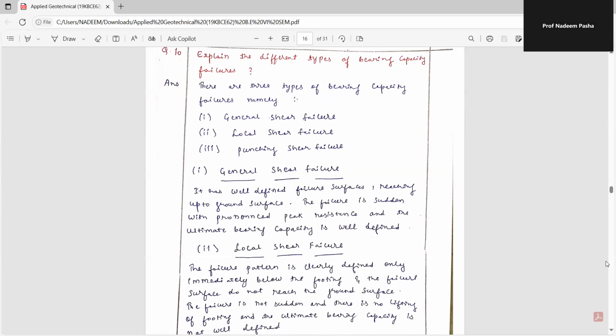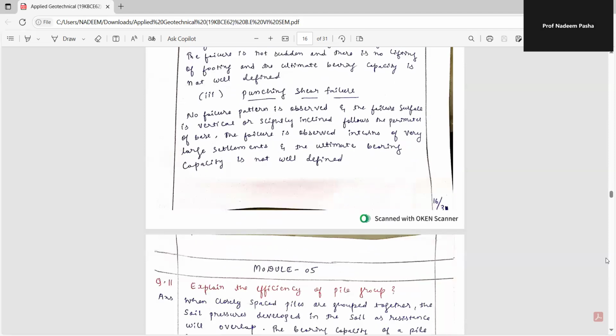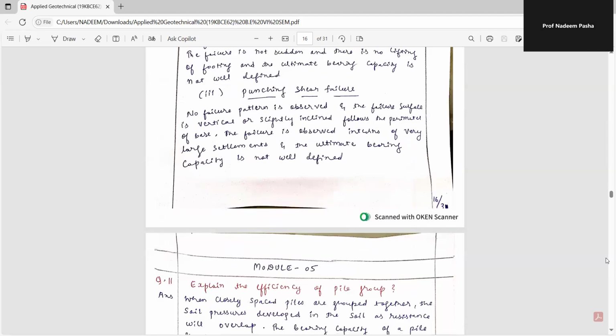Local shear failure: the failure pattern is clearly defined only immediately below the footing and the failure surfaces do not reach the ground surface. The failure is not sudden, there is no lifting of the footing, and the ultimate bearing capacity is not well defined. Punching shear failure: no failure pattern is observed and the failure surface is vertical or slightly inclined, following the perimeter of the base. The failure is observed in terms of very large settlement and the ultimate bearing capacity is not well defined.